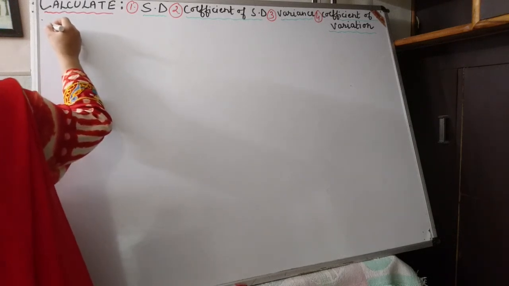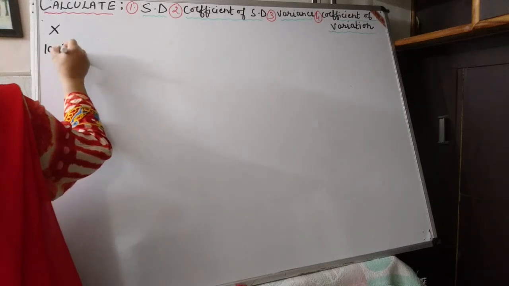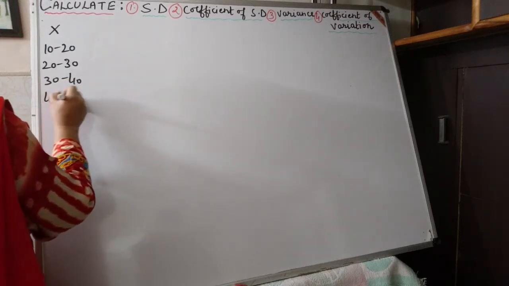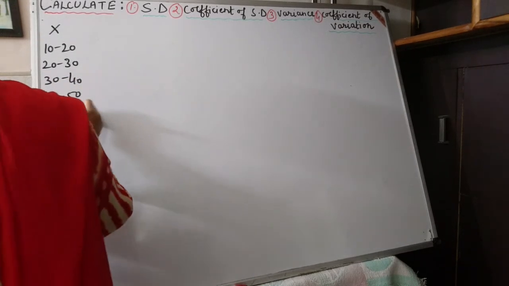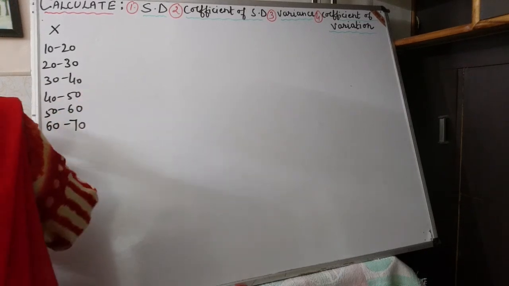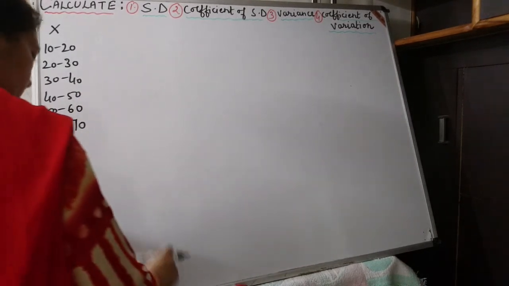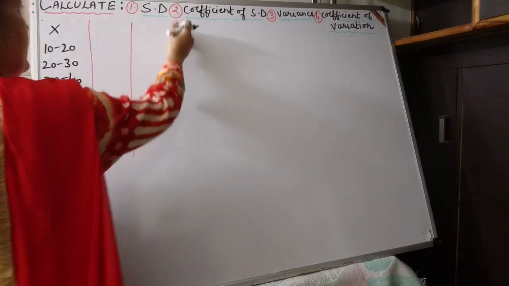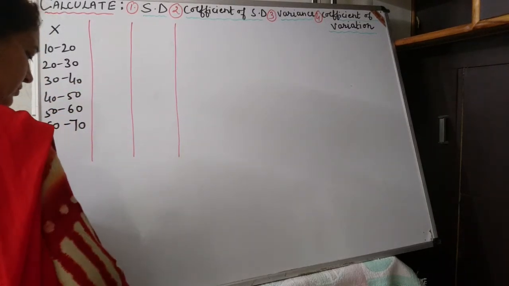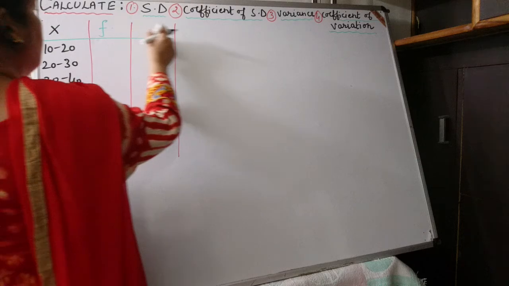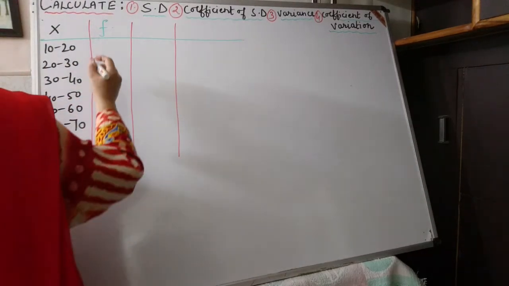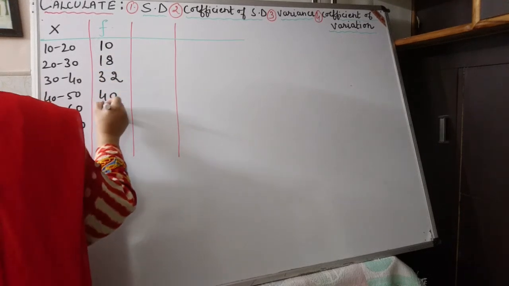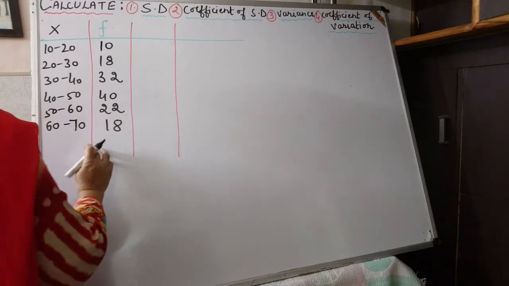First of all, the values of x are 10 to 20, 20 to 30, 30 to 40, 40 to 50, 50 to 60 and last one is 60 to 70. And the values of frequency are also given. Let us write down frequency, which is 10, 18, 32, 40, 22 and last one is 18.